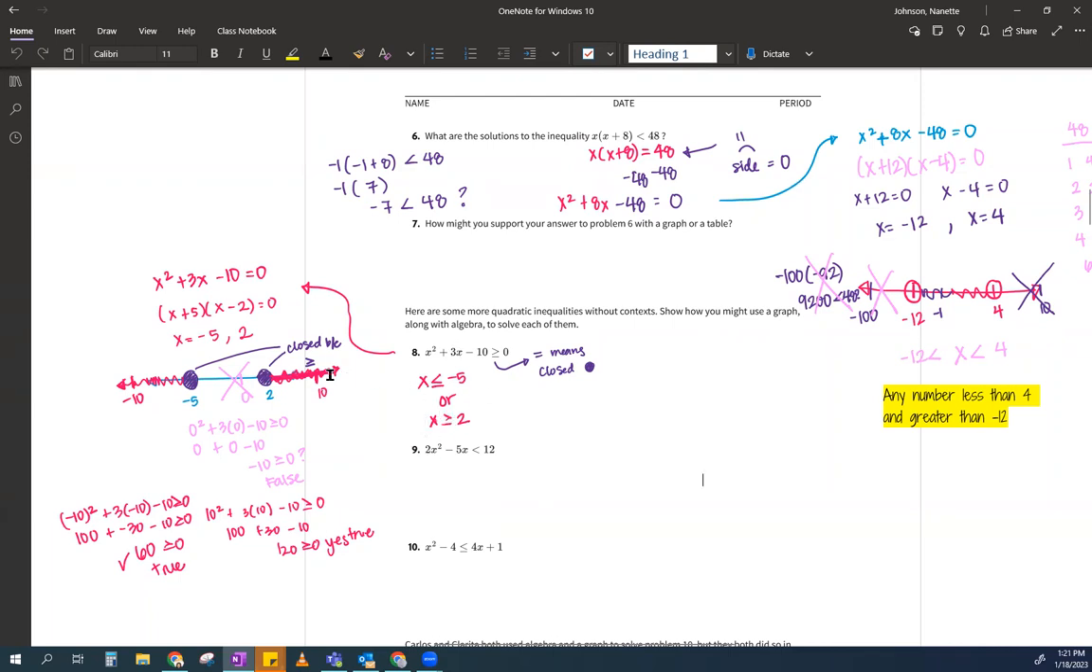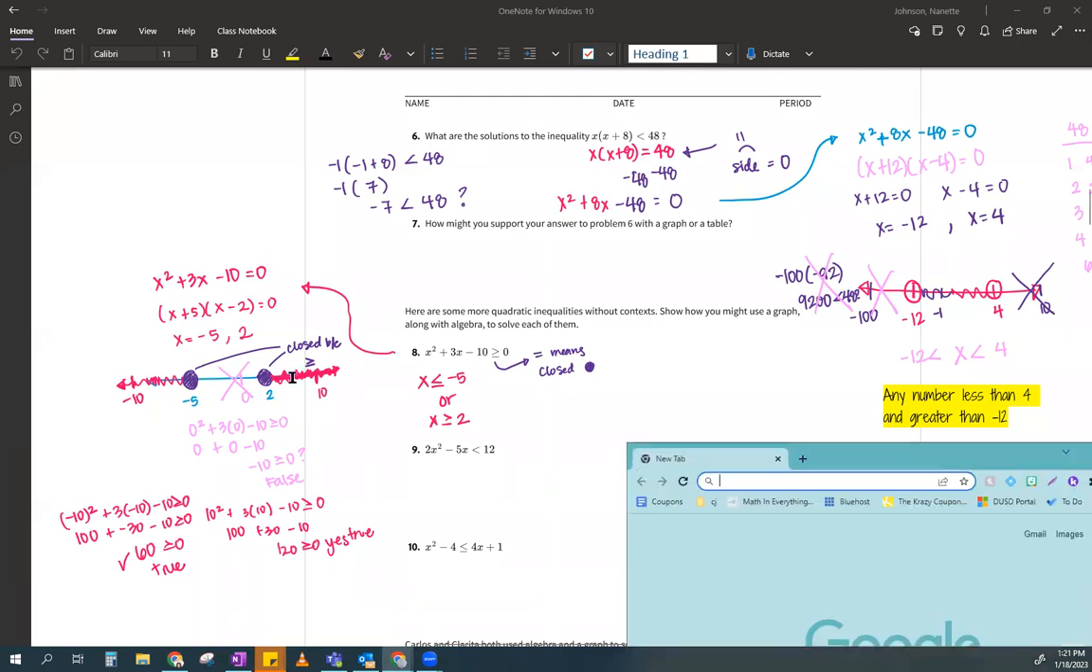And this makes sense because we were checking the numbers to the right of or greater than 2. And we were checking the numbers to the left of or less than negative 5. So this is definitely an or situation. Okay. Definitely an or situation. And Ms. Johnson, what do you mean by or? Because it's split into two parts. It could be on this side or this side.